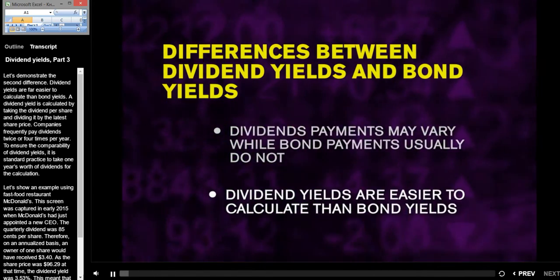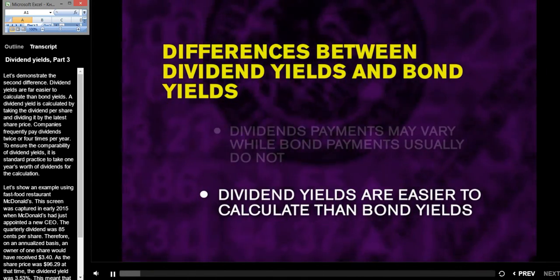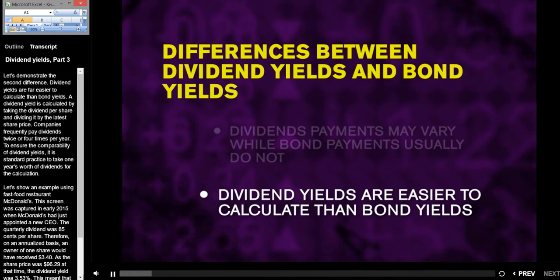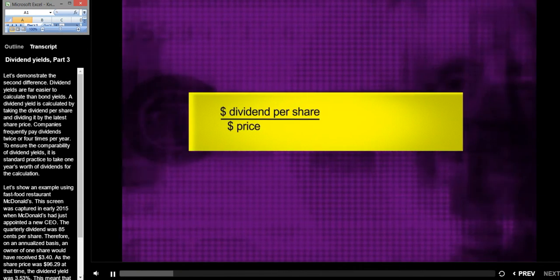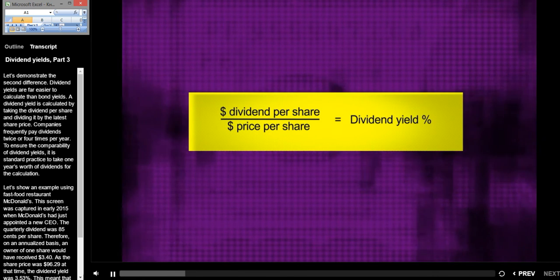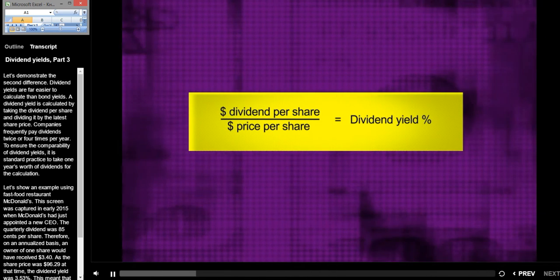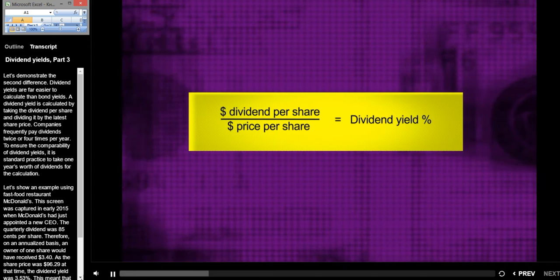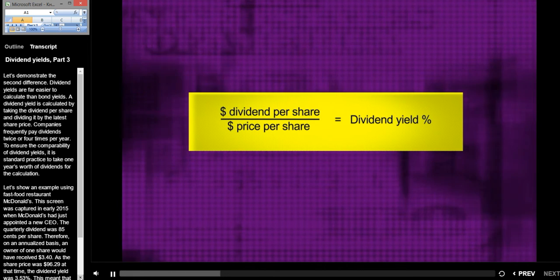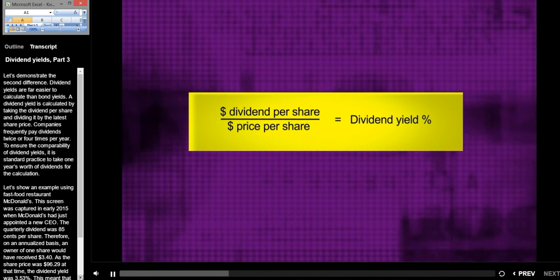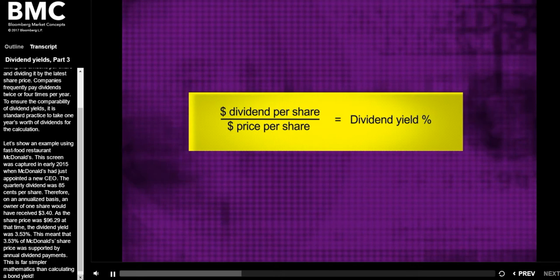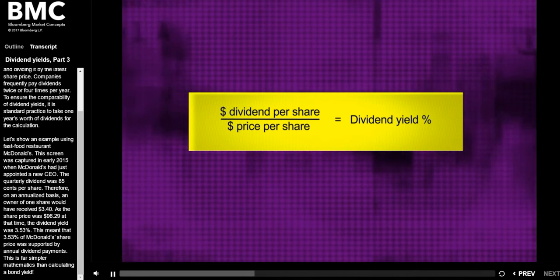Let's demonstrate the second difference. Dividend yields are far easier to calculate than bond yields. A dividend yield is calculated by taking the dividend per share and dividing it by the latest share price. Companies frequently pay dividends twice or 4 times per year. To ensure the comparability of dividend yields, it is standard practice to take 1 year's worth of dividends for the calculation.